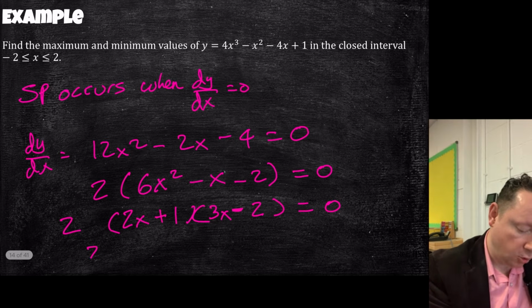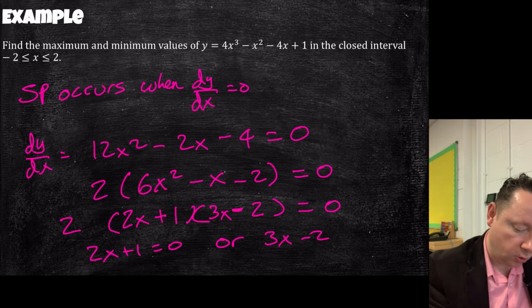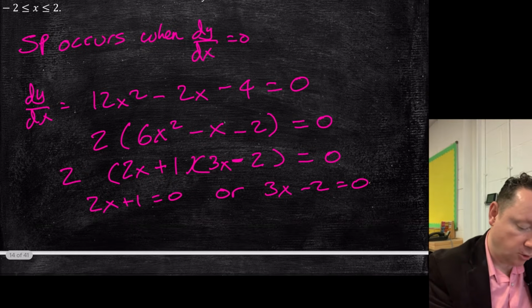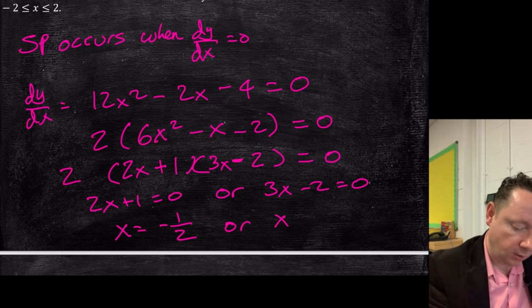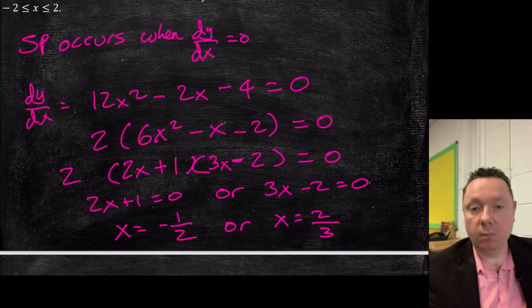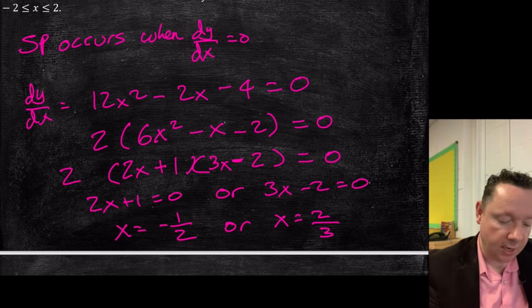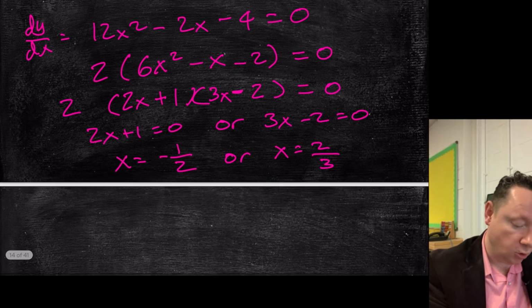That means that 2x plus 1 equals 0, or 3x minus 2 equals 0. So our stationary points are x equals minus a half, or x equals 2/3. So our max and min values could occur at minus a half, 2/3, or 2 and minus 2. So we'll just check them all.